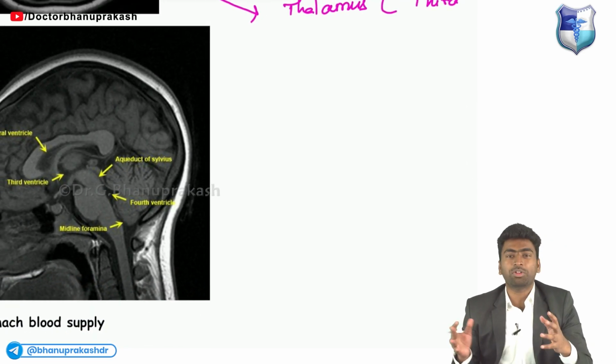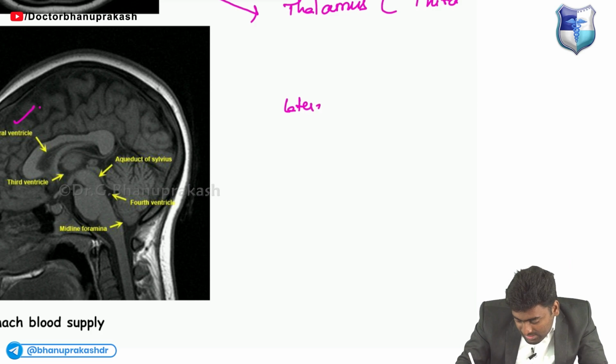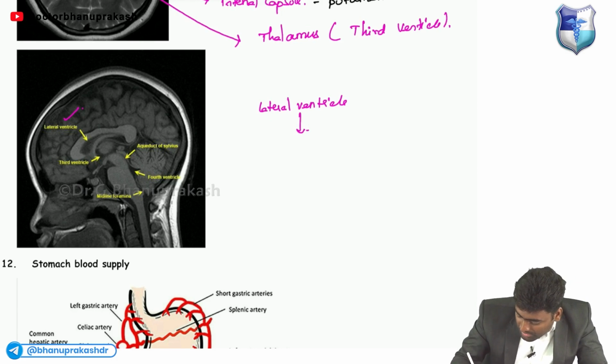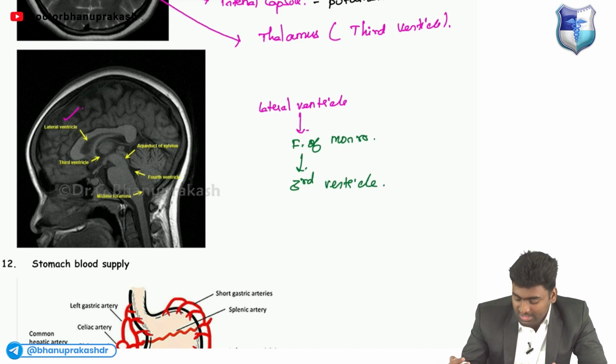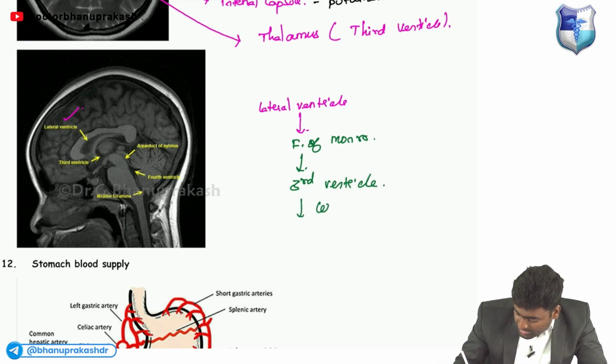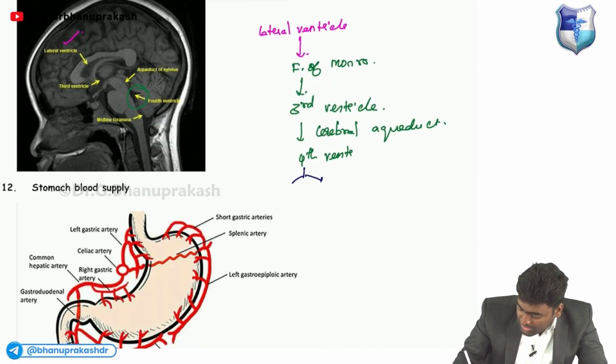Next about the ventricles. We know the CSF will be formed from the lateral ventricle. With the help of the lateral ventricles, it will come down. How will it come down? By the foramen of Monro, then it will come to the third ventricle. It will be produced from the choroid plexus of the lateral ventricle. Then followed by the cerebral aqueduct, and it will pass to the fourth ventricle. Once it gets into the fourth ventricle, it will pass into the subarachnoid space.